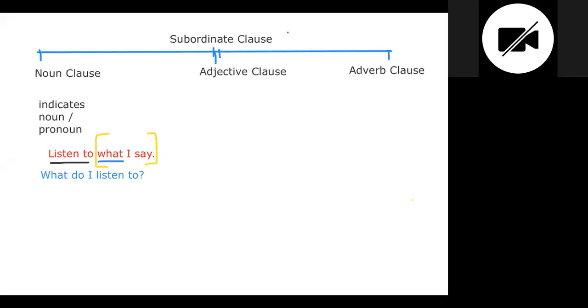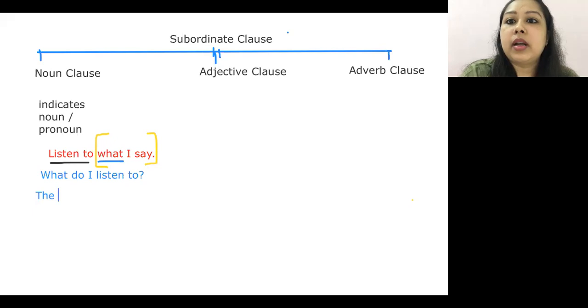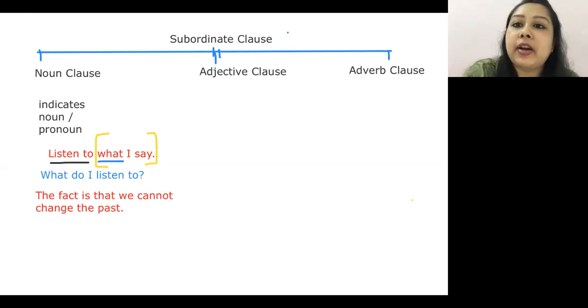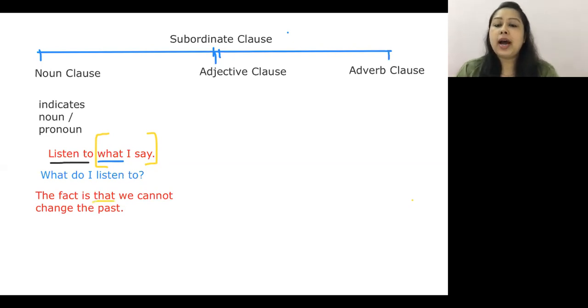One more example. The fact is that we cannot change the past. Now, if I have to analyze this particular sentence, how would I go about it? Again, the rules remain the same. Basic hints, I would first make sure to understand what my conjunction is. My conjunction is that, so I underline the word that. Now, I have two parts of the sentence. The fact is number one, and the other part of the sentence is that we cannot change the past.